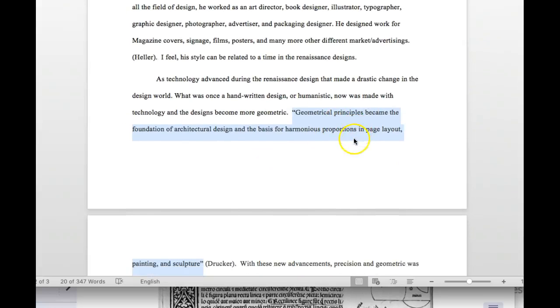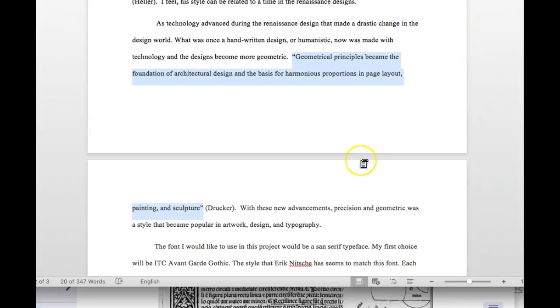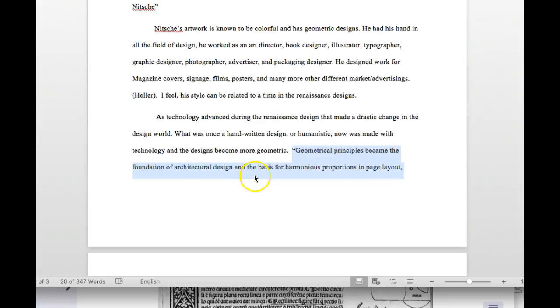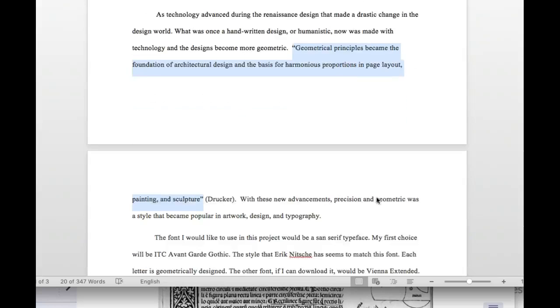Geometrical principles became the foundation of architectural design and basis for harmonious proportions in page layout, painting, and sculpture. That might be very true. Yes, the Renaissance painters did use proportions in layout and actually designed harmonious pages. That's very true. Okay, so I think that's a good connection there, Eric Nietzsche, and then the page mechanics that was developed during the Renaissance period, okay?